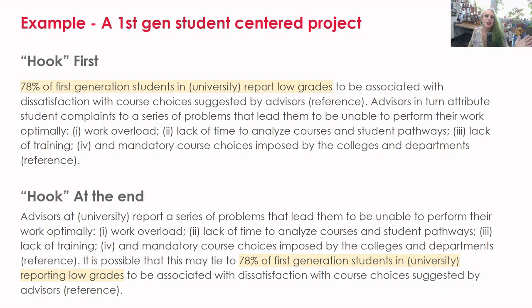But with the hook at the end, you would start talking about the advisors. They report a series of problems. Here are those problems. And then at the very end of the paragraph, you might say, it is possible that this may tie to 78% of the first-generation students. And that is your point. By the time the reader gets to that part of your paragraph, the reader might be confused if your project is really focusing on the students or on the advisors. They might think you are implementing a new program for advisors, so it becomes more confusing.